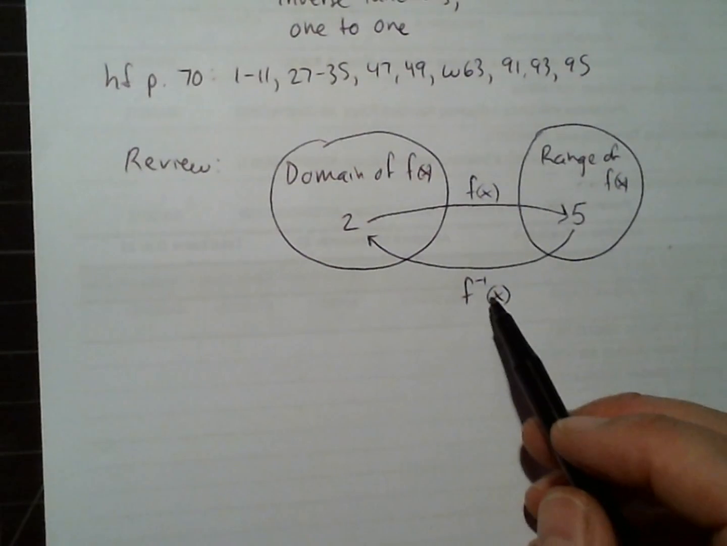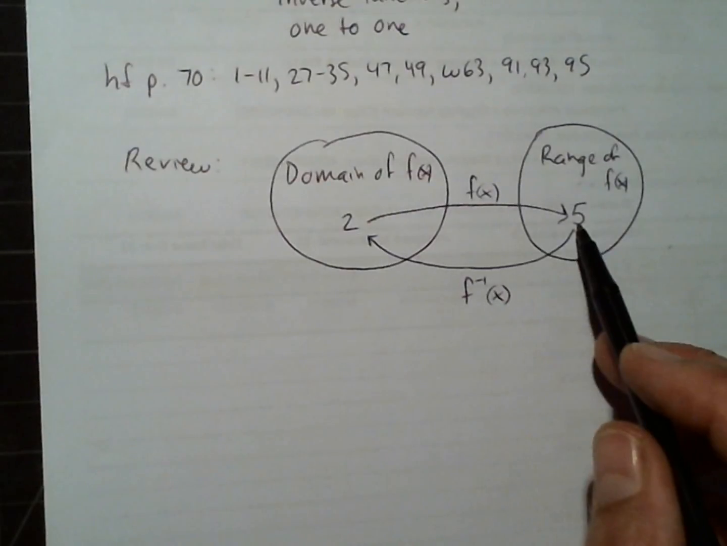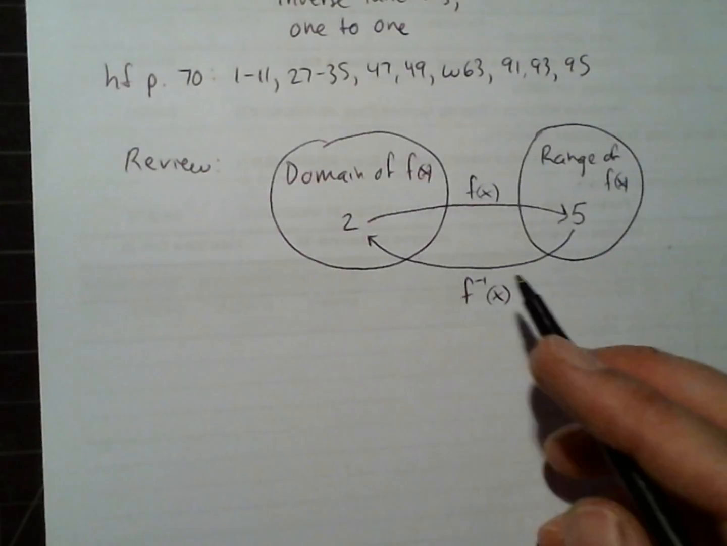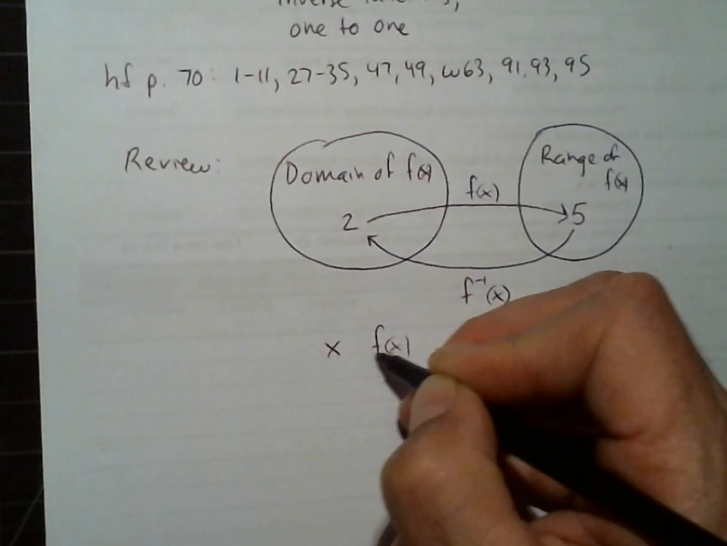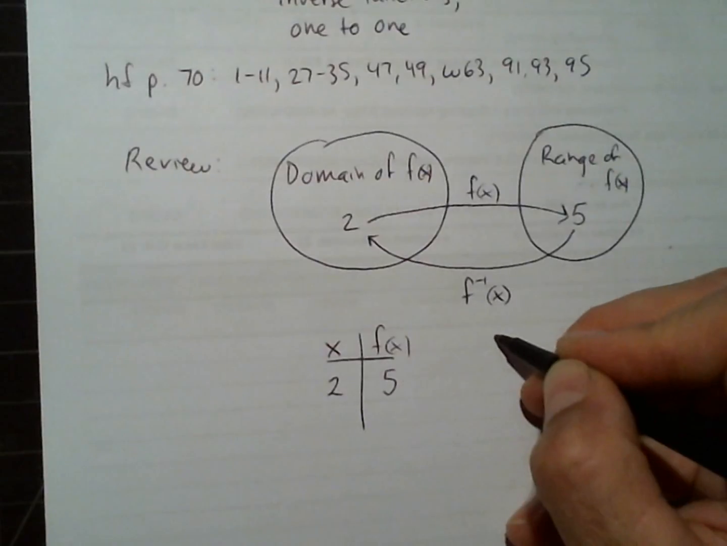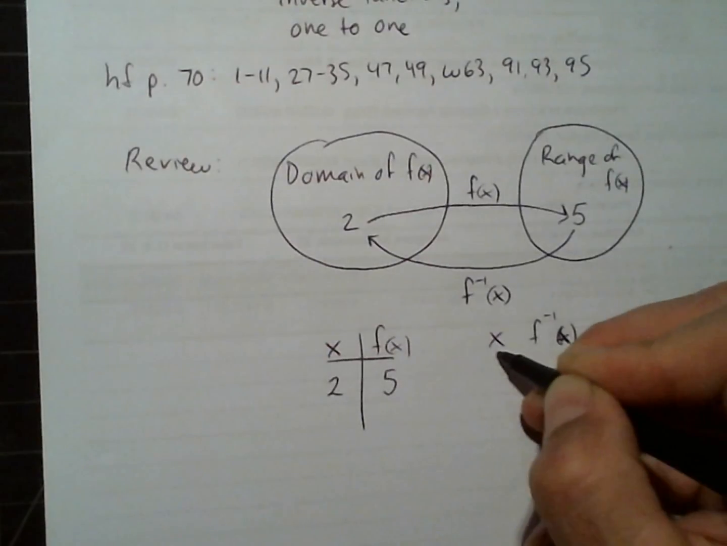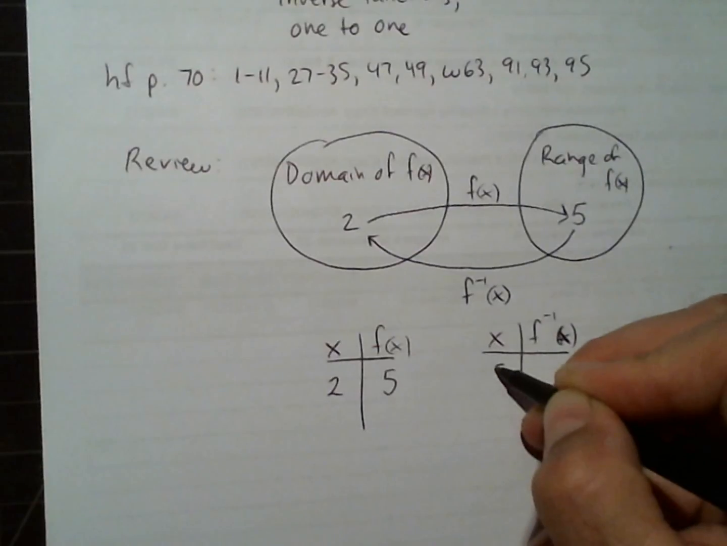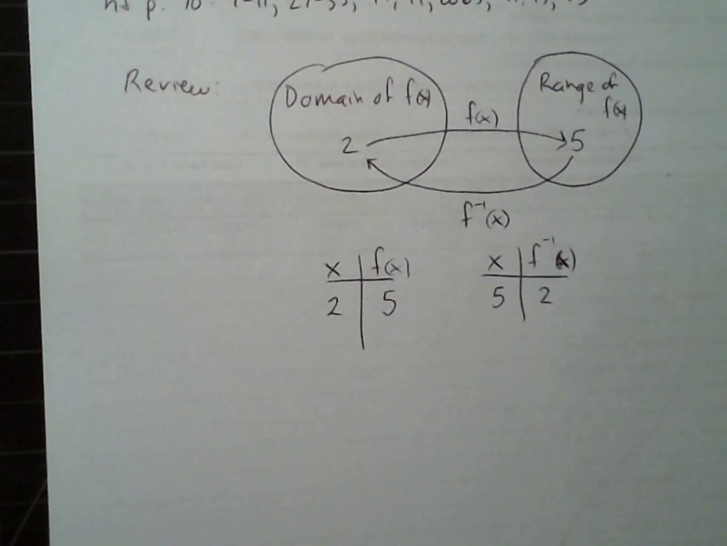And we could think of whatever f does to 2, the inverse of f cancels what was done and takes you back to 2. So in a table we would see x, f of x, and we know that we put a 2 in and got a 5 out, but the table of the inverse would put a 5 in and get a 2 out. So we're switching the x and y values, and then this appears in a graph.